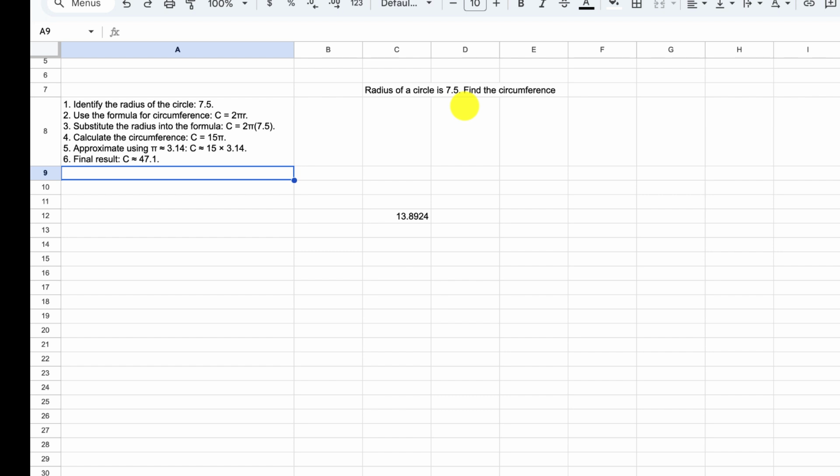Identify, number 1, identify the radius of the circle, 7.5. Use the formula for circumference, C equals 2 pi r. So I see that Google Sheets was able to type the symbol for pi, but I guess it couldn't type a superscript in the previous problem. Anyway, the final result is C equals 47.1, and you have step-by-step instructions for how to find the answer.